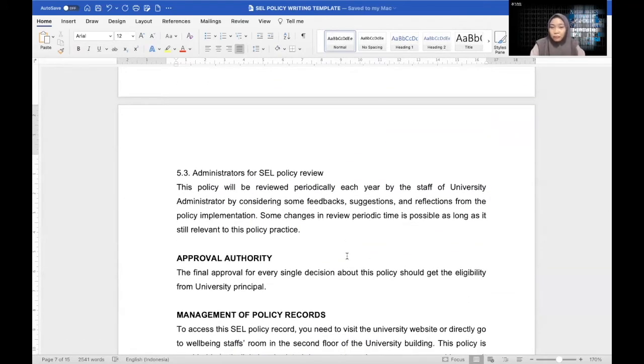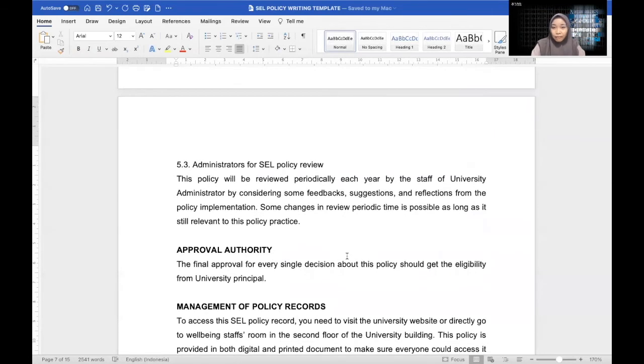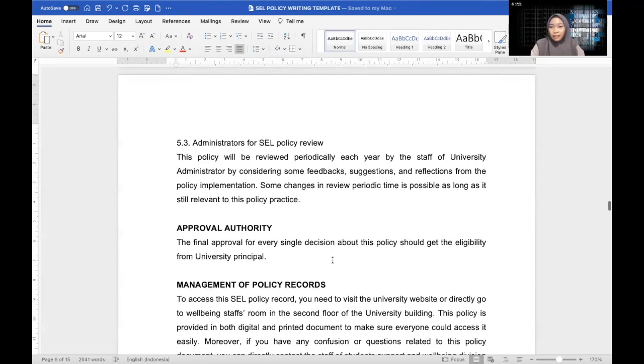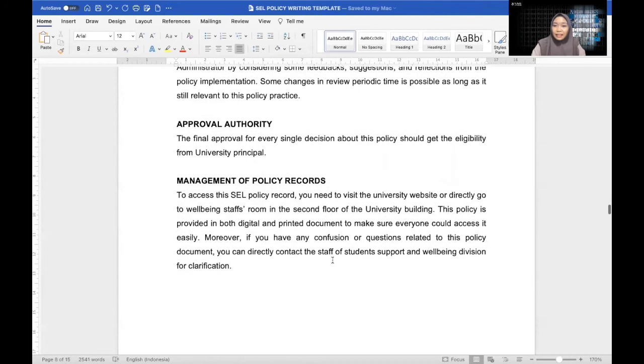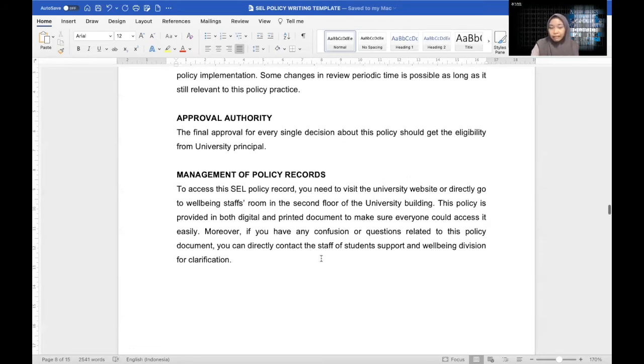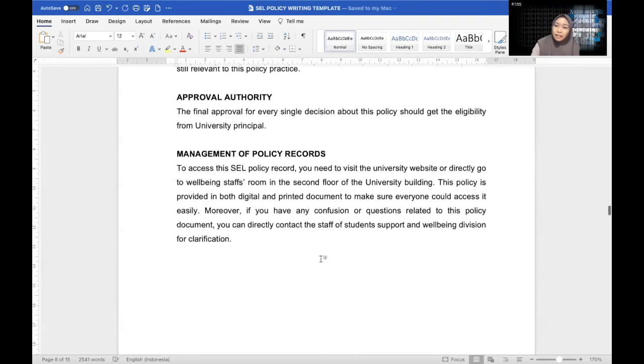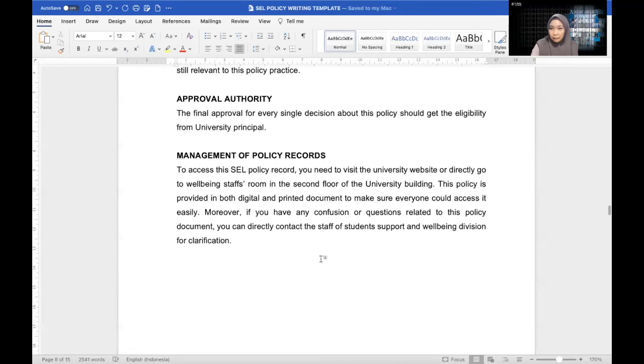Meanwhile, for the policy review, we will appoint staff from the university administration to review this policy by considering feedback, suggestions, and reflections from the policy implementation. And for the approval authority, of course, we need the approval of the university principal. So everything related to the policy should get approval from the university principal. And the last is management of policy records. To access this policy, people need to visit the university website or directly go to the well-being staff on the second floor of the university building, because this policy is provided in both digital and printed versions.